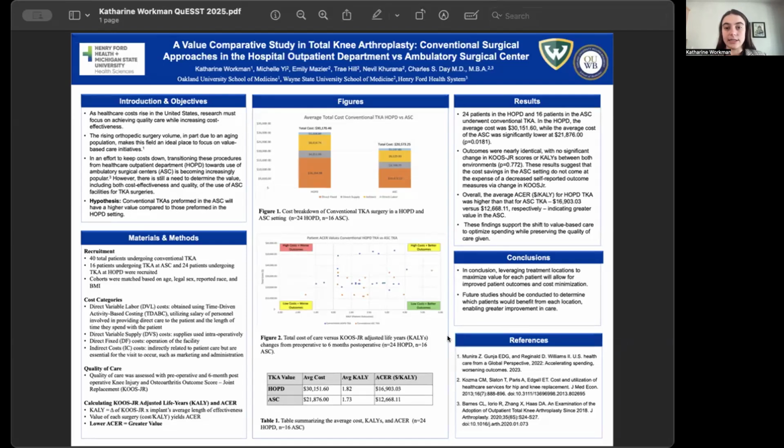Overall, we found that the shift to value-based care is something that should be explored further and is important in order to be able to combat some of these rising healthcare costs while not sacrificing quality.